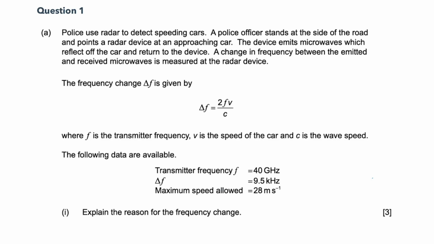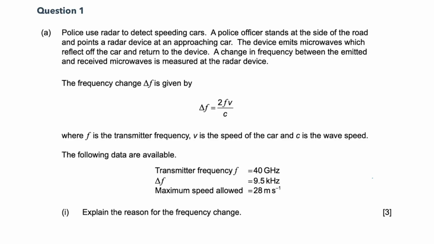Question 1. Police use radar to detect speeding cars. A police officer stands at the side of the road and points a radar device at an approaching car. The device emits microwaves which reflect off the car and return to the device. A change in frequency between the emitted and received microwaves is measured at the radar device.